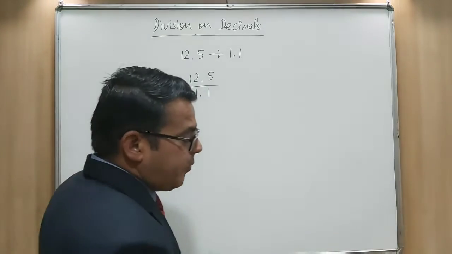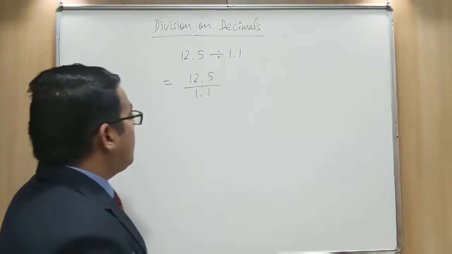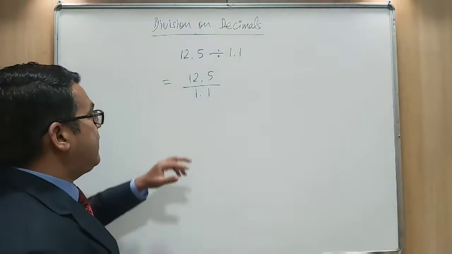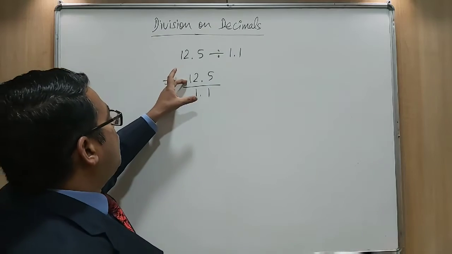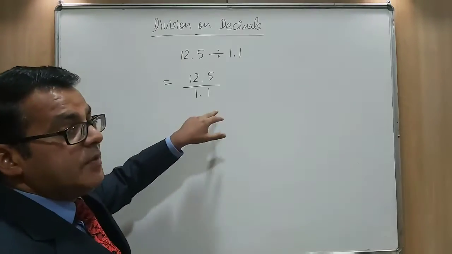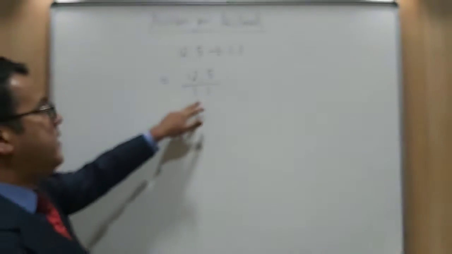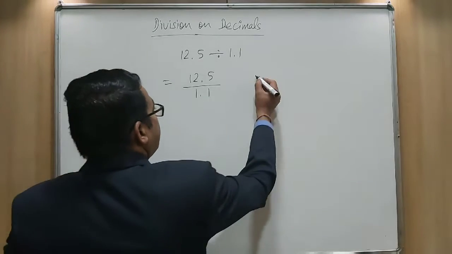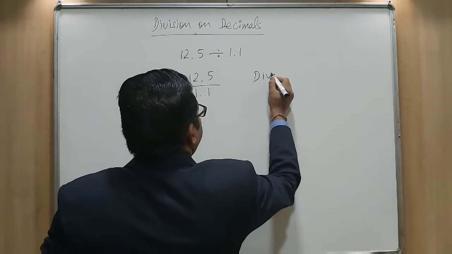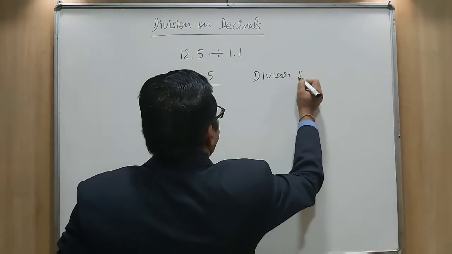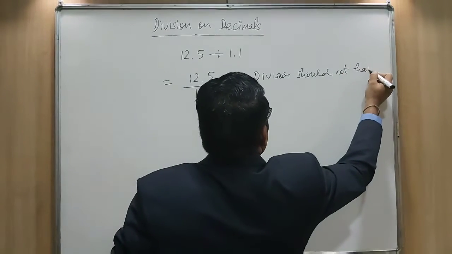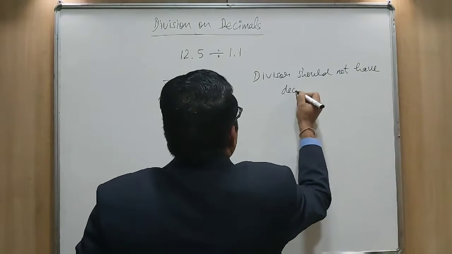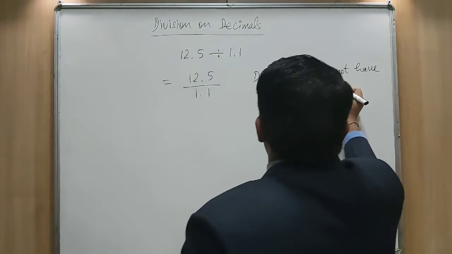Now one rule of division is here. Your divisor. What is the divisor here? This 1.1 is the divisor, and 12.5 is the dividend. So the rule is the divisor should not have a decimal point. This is very important.